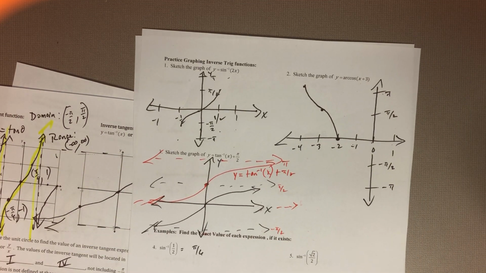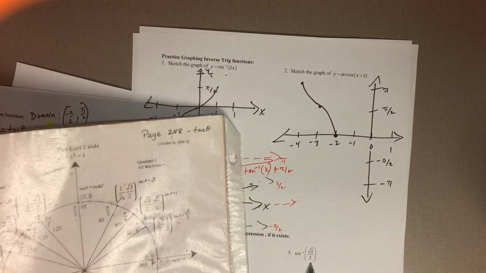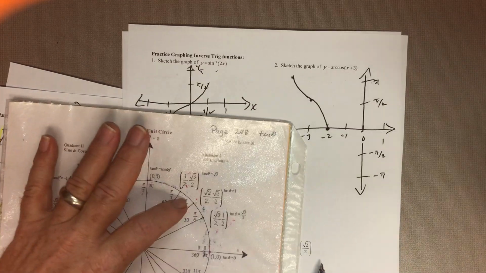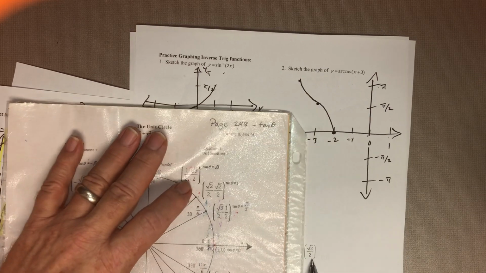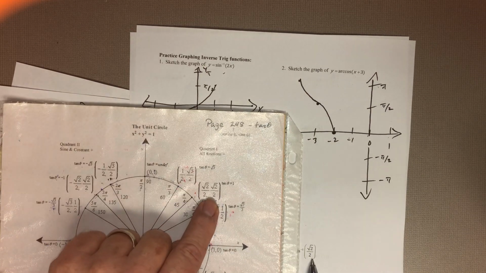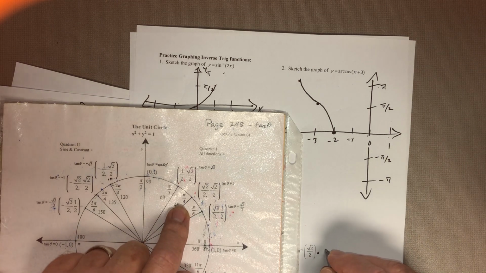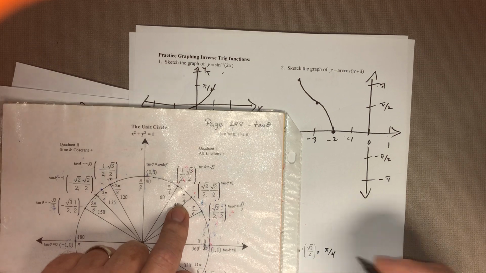All right, let's go to number 5. Number 5, we want the inverse sine of the square root of 2 over 2. Well, we're going to get our angle here. Sine's y-coordinate is positive, and that means it's up here in the first quadrant. And the one that's square root of 2 over 2 is pi over 4. So this would be pi divided by 4.